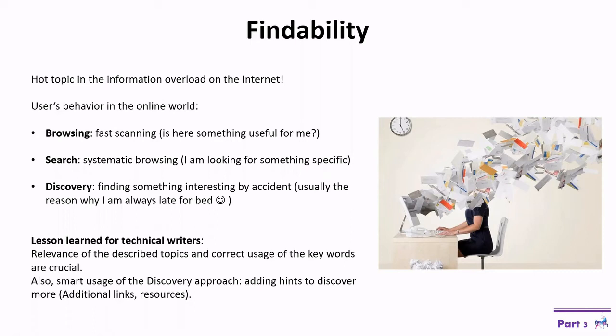and that's usually what happens to me, and it's the reason why I'm always late for bed, because I always find something interesting and start reading. What we can learn from that as technical writers: crucial for our documentation is, first of all, the relevance of the described topics, and then we have to use the keywords correctly. And also we can use the least popular discovery approach. We can add hints to discover more, and in the case of Red Hat, it's called additional links or resources. So we are basically, again, doing it.